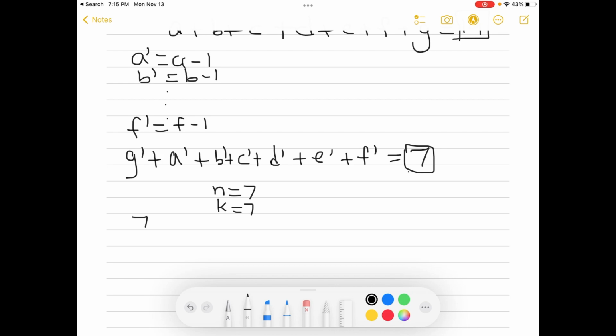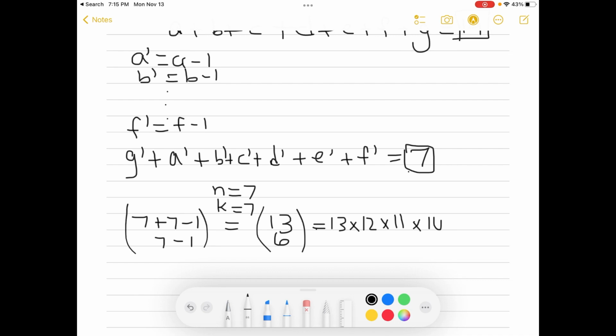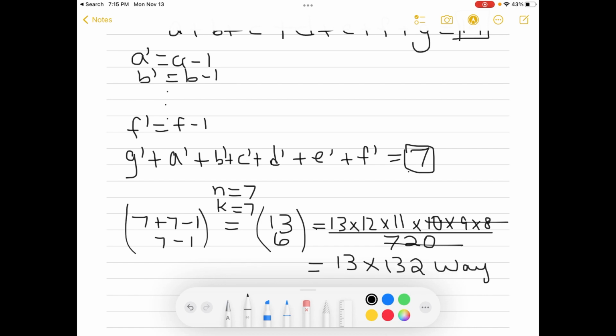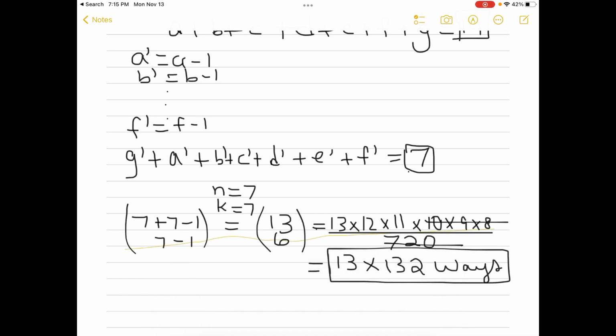Now we could just substitute in our stars and bars identity. 7 plus 7 minus 1, choose 7 minus 1, is equal to 13 choose 6, which would be 13 times 12 times 11 times 10 times 9 times 8 over 6 factorial, which is 720. This is equal to 1,716 ways we can solve the above example. I'm not going to calculate that. You can do that on your own if you want.